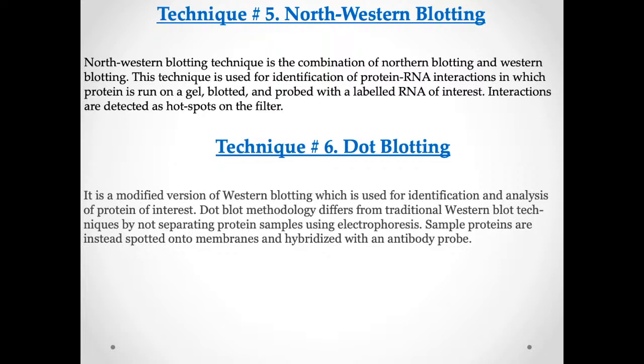Dot blotting is a modified version of western blotting, which is used for identification and analysis of a protein of interest. It differs from the traditional western blotting technique by not separating the protein sample using electrophoresis, but instead sample proteins are spotted onto the membrane and hybridized with the antibody probe.